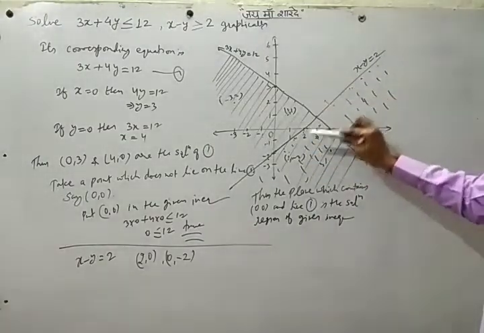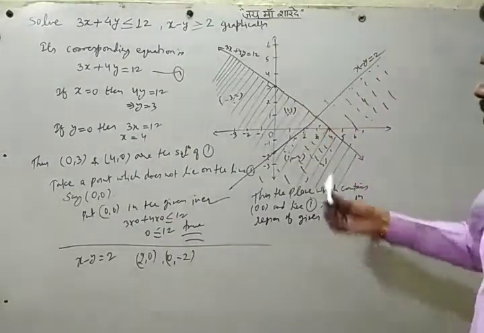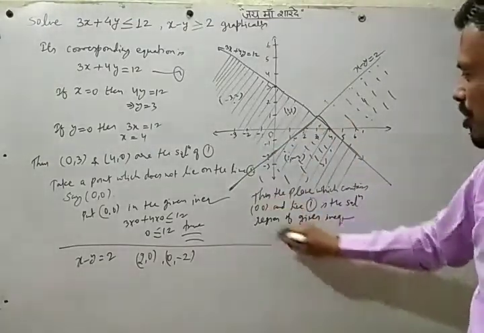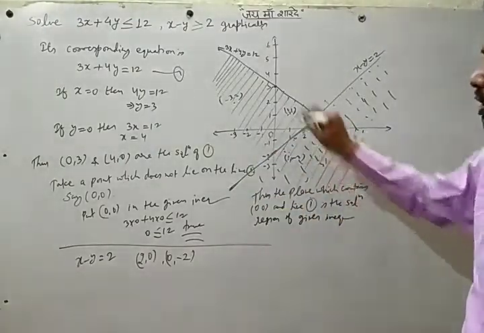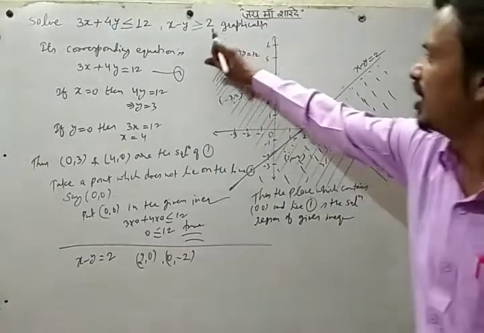So from this shaded portion, which part is common in both? We can see here this portion is the common shaded portion. It is coming in the first inequation and also in the second inequation. So we can erase this part.